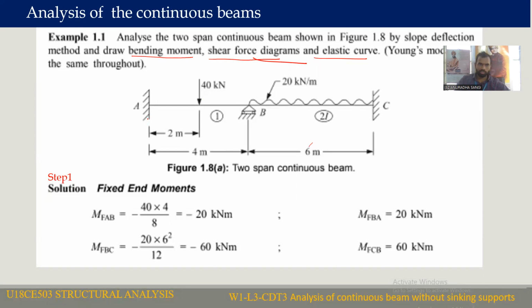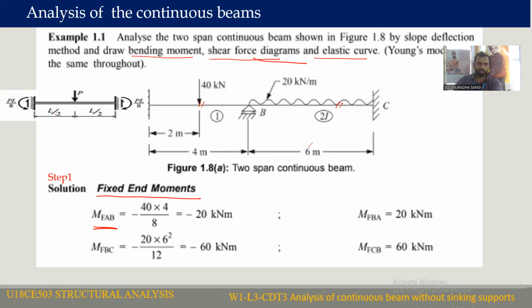That means we calculated the final moments. Once again, we will see the step-by-step procedure. Step one, we calculate the fixed moments for the two spans. For span AB as well as span BC, we have calculated the fixed moments. Here, MFAB is equal to... for span AB, a concentrated point load is acting.